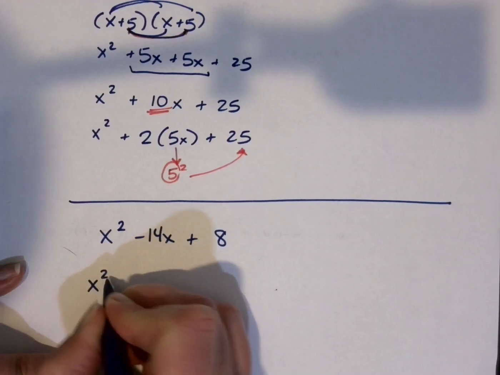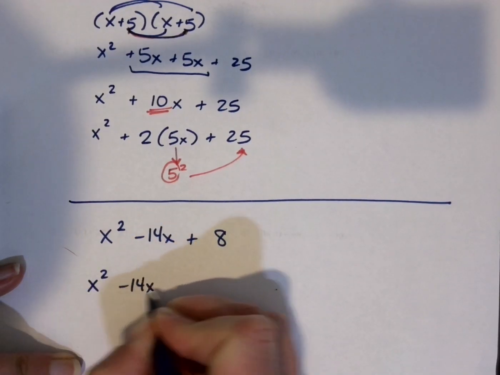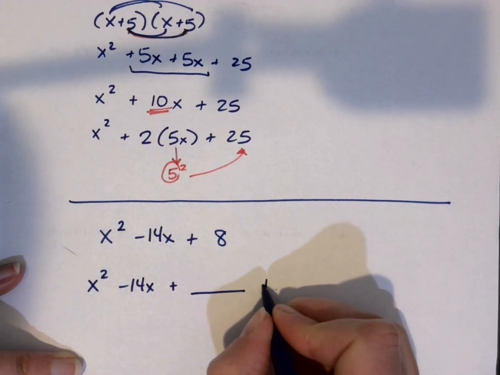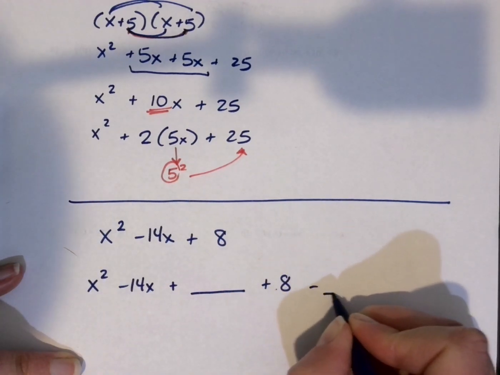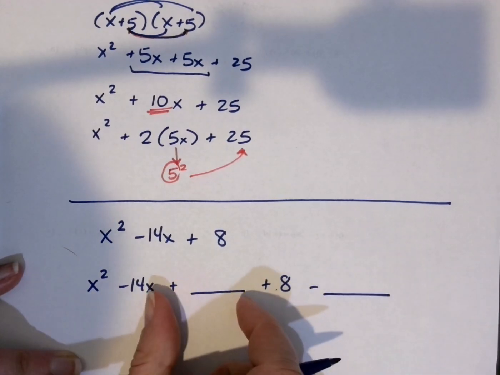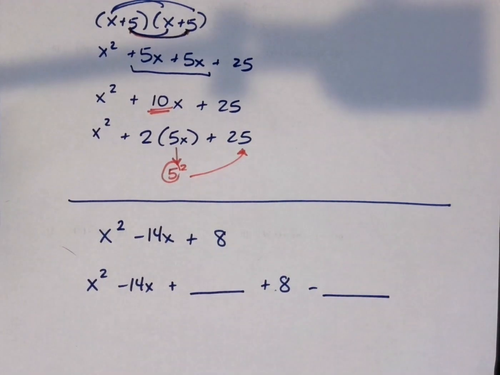So I'm going to have x squared minus 14x plus, I'm going to add in something, I don't know what yet. Then that plus 8 is still going to be there, and I'm going to subtract off that thing that I added on so that I don't change the problem. I have to add and subtract that same number off. What number do I want to add and subtract off?